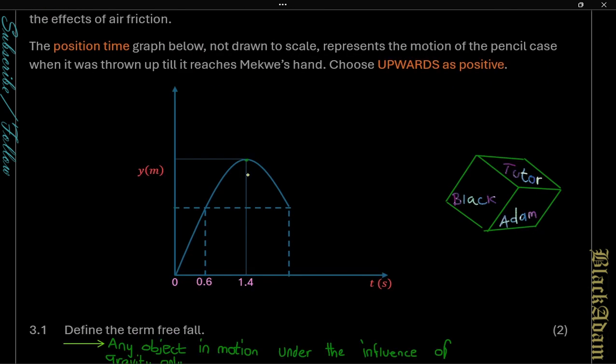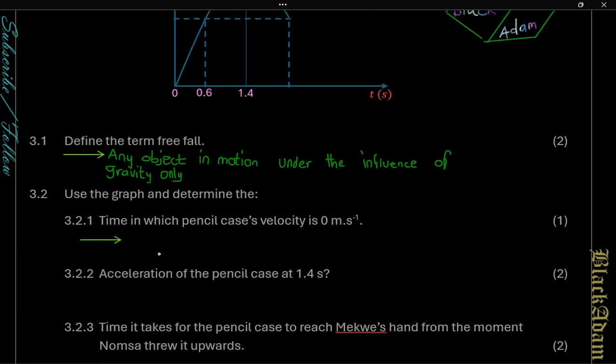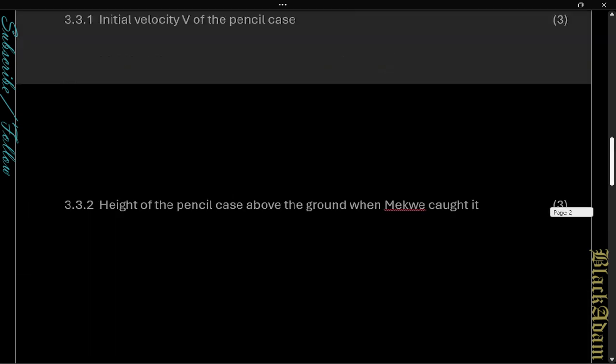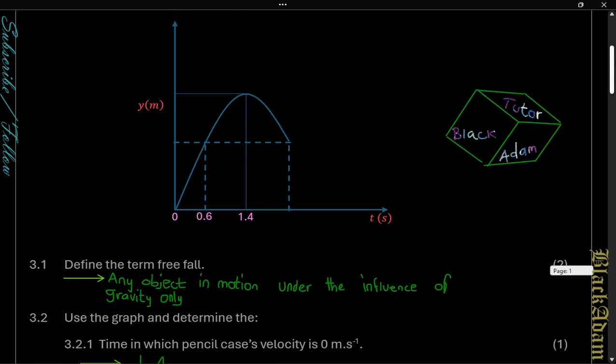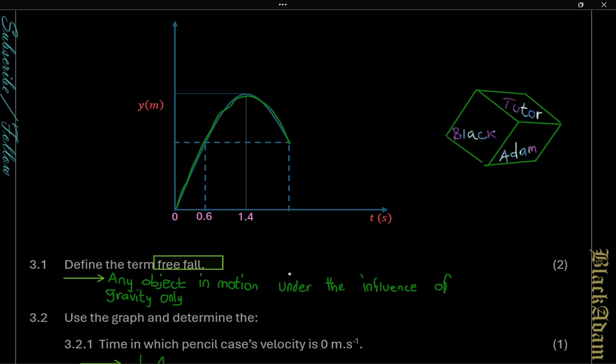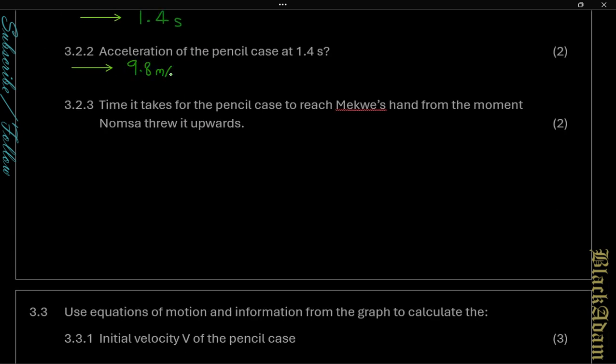So the time it took to reach the maximum there, 3.2, our answer is 1.4 seconds, because VF there is 0. From there to there, the velocity gets to 0. So we need to know our initial velocity. The time it takes for the pencil case to get to 0 is 1.4 seconds. And from there to there, how long is it going to take? Under free fall, acceleration is 9.8, and it is downwards. Acceleration will always be downwards, irrespective of whether you choose downwards as positive or negative. So it's 9.8 meters per second squared downwards.